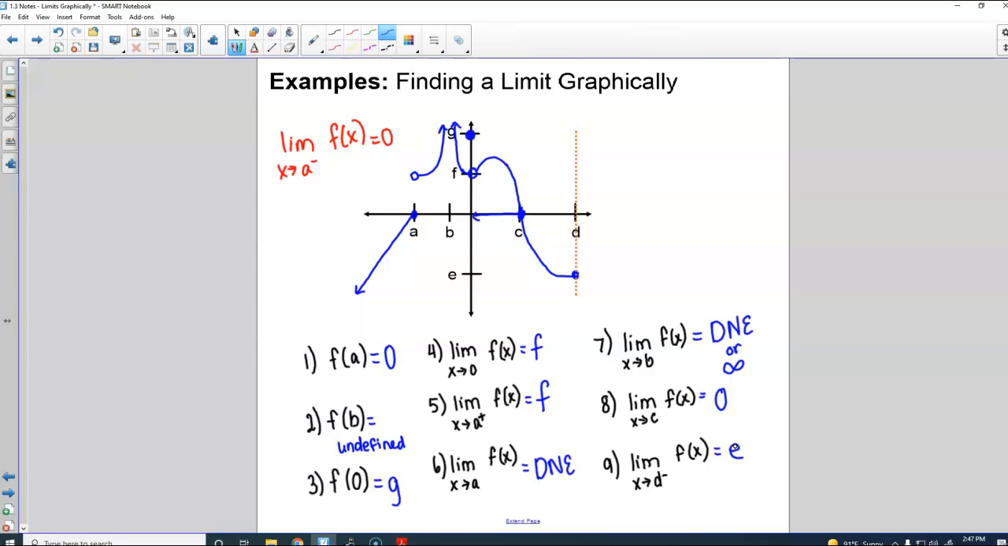If it's going to have to be a plus or minus, then that means it does not exist. Because from one side it's a positive number, from the other side it's a negative, so they don't match.